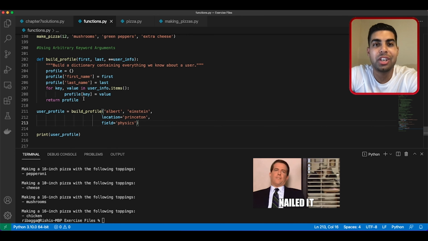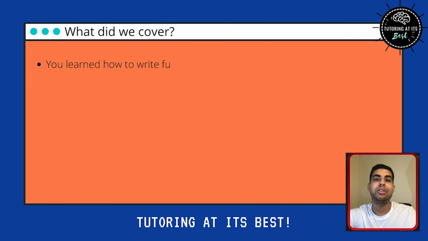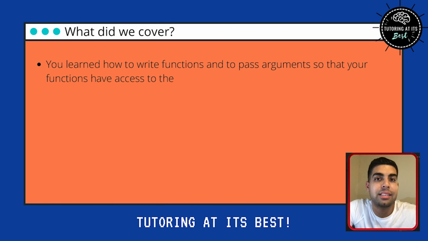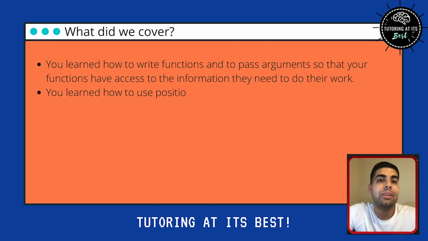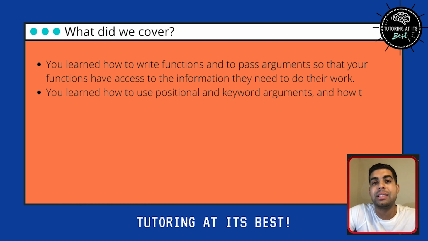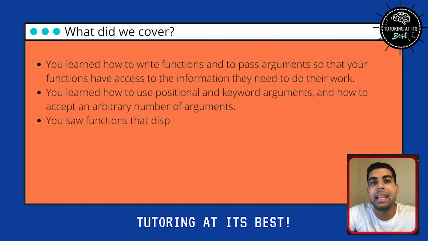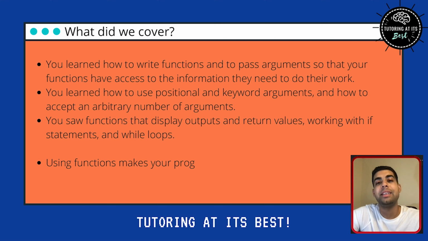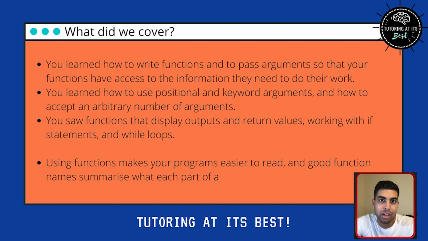What a roller coaster of a journey this has been. So now in the first chapter, we learned how to write simple functions and to pass arguments so that your functions can have access to the information they need in order to do their work. You then learned how to use positional and keyword arguments and how to accept an arbitrary number of arguments. And you saw functions that display outputs and return values, working with if statements and while loops. So using functions makes your programs easy to read, and good function names summarize what each part of the program does.